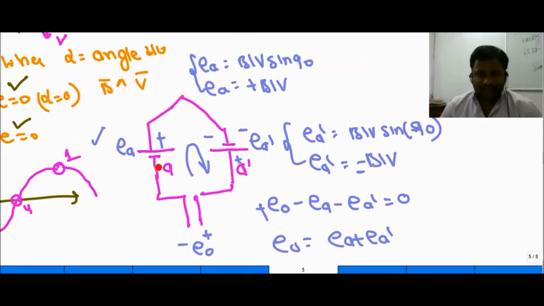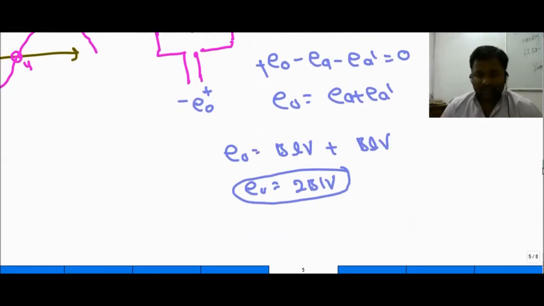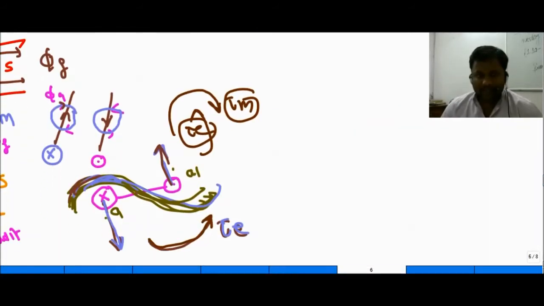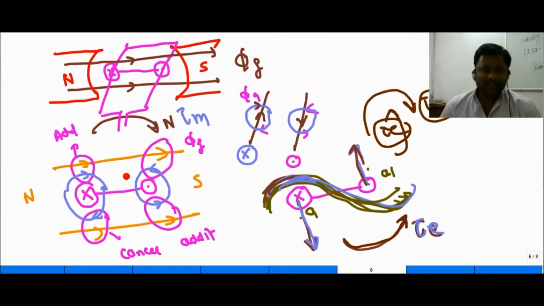So we have seen the induced EMF in the conductor A, plus or minus EA. Basically we have changed the direction here, so we can't take a sign plus or negative here, so we have to take it as a plus in the addition. So the output voltage is basically 2BL.